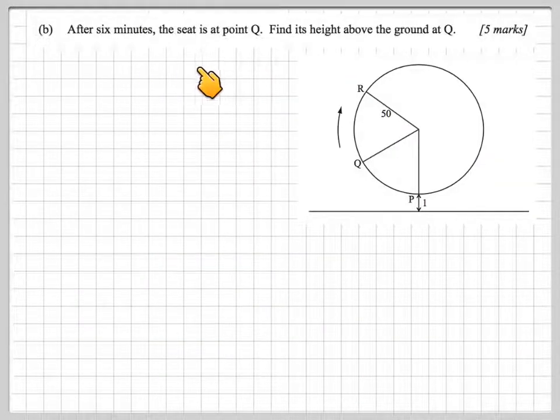After 6 minutes, the seat is at point Q, the point here. Find the height above the ground at Q. So we need to find above this distance here, is what we need to find.